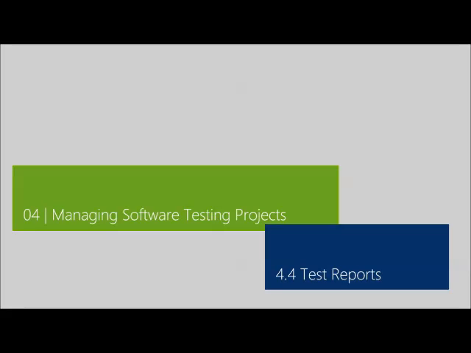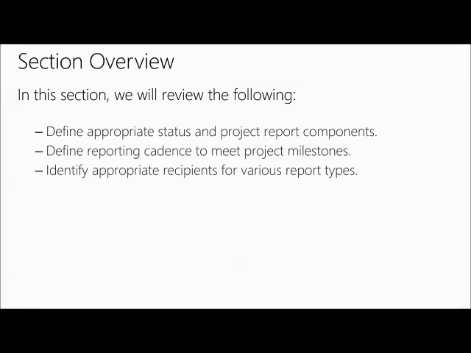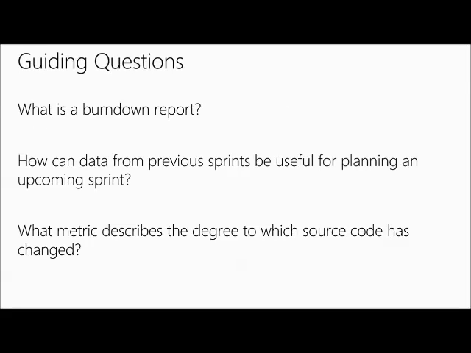So now we'll move on to section 4.4, which is test reports. Inside of this section, we'll talk about status and project report components. We'll go into reporting cadence to meet project milestones. And then finally, we'll talk about the appropriate recipients for various report types. Our guiding questions for this section are, what is a burn down report? How can data from previous sprints be useful for planning an upcoming sprint? And then what metric describes the degree to which source code has changed?